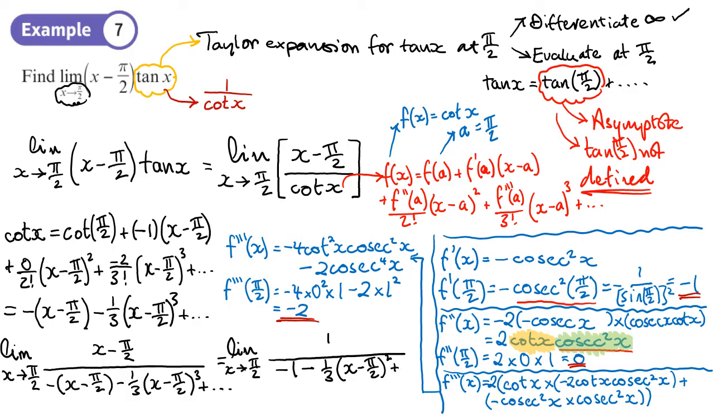squared now. Now what's going to happen is, as x tends to pi over 2, this bracket here is going to tend to 0, and so will all the subsequent brackets, because they're all going to have x minus pi over 2 in them. So they're all going to disappear. So the only thing that's going to be left is the 1 and the negative 1. So the limit, all of that, just to tell us that the limit is going to be negative 1.